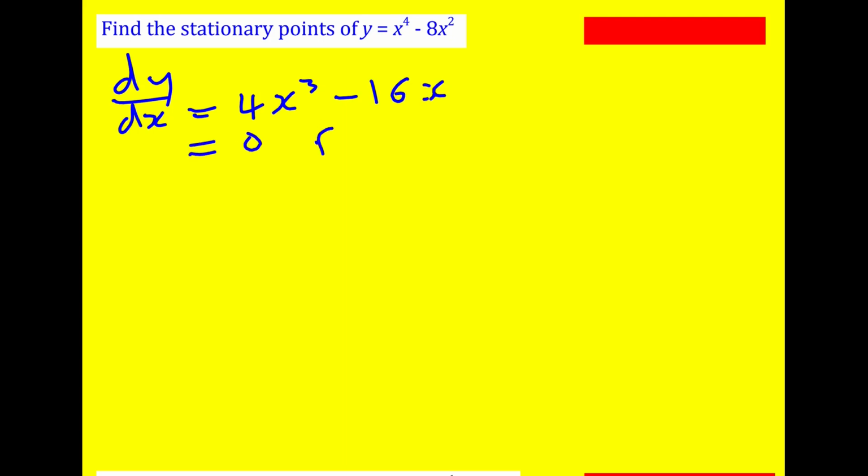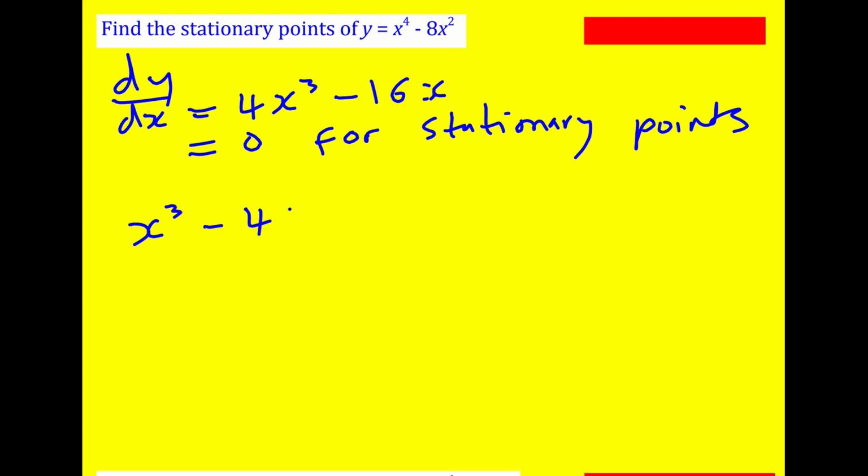equals 0 for stationary points. Now we've got a cubic to solve. First thing we can do is divide through by the common factor of 4. That's going to make it much nicer. x cubed minus 4x equals 0.